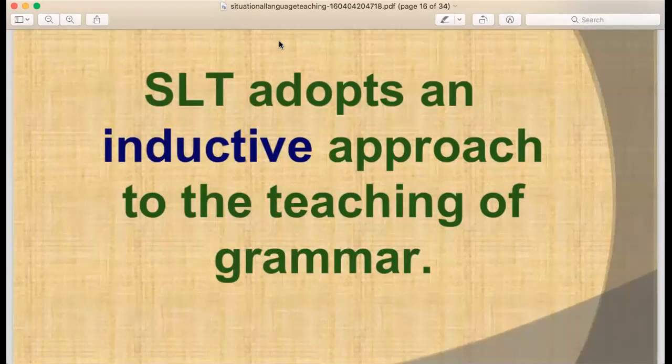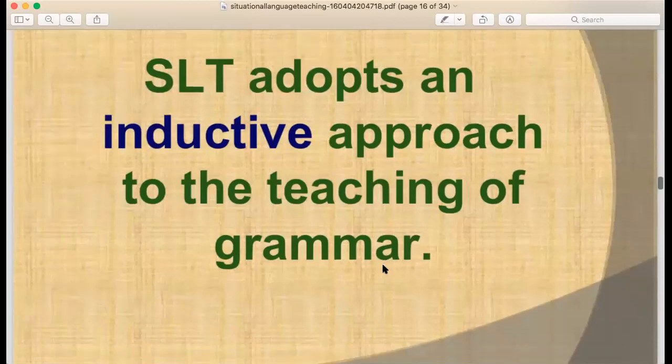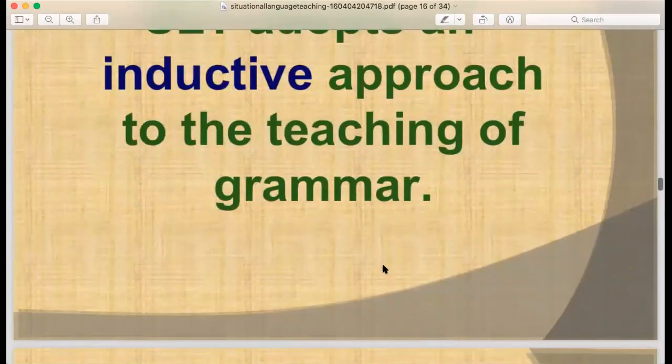But this learning of grammar in audiolingualism and in SLT are both inductive. Okay, they're going to learn through examples, but it is also necessary that they finally find out the rules also. Okay, and then they would learn the rules, and then they would practice it similarly.